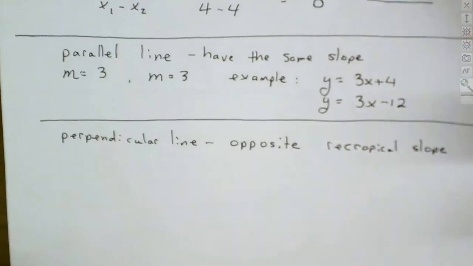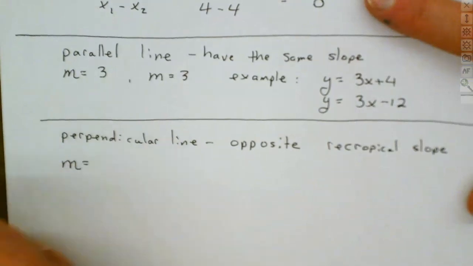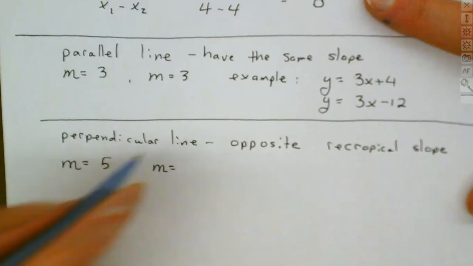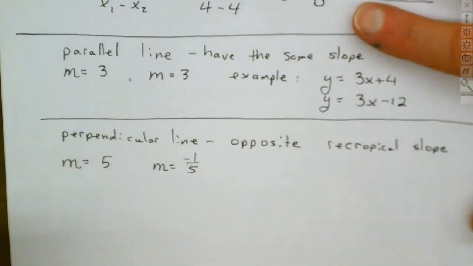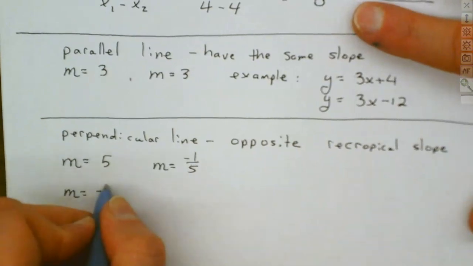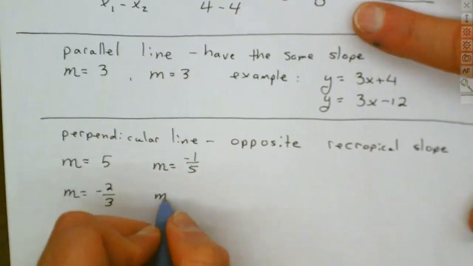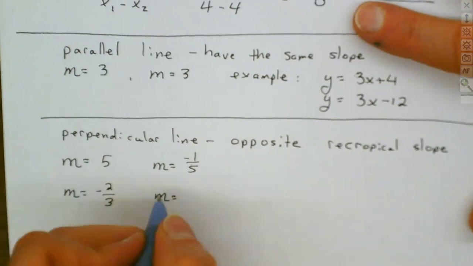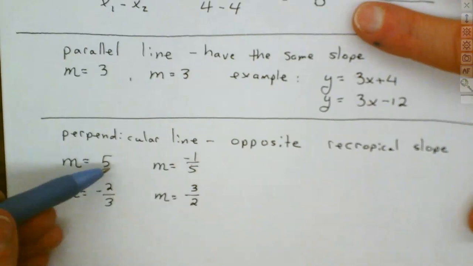And what does it mean if we have opposite reciprocal slope? Well, that would be something like 5 for one, and the other one is minus a fifth. Another example might be negative 2/3. The opposite reciprocal would be switching that sign. That would be a positive 3/2. So I flipped it over.